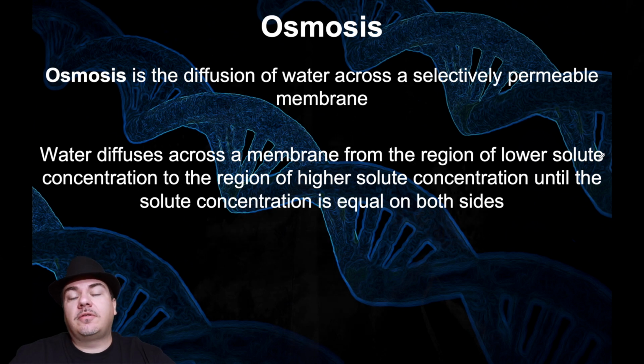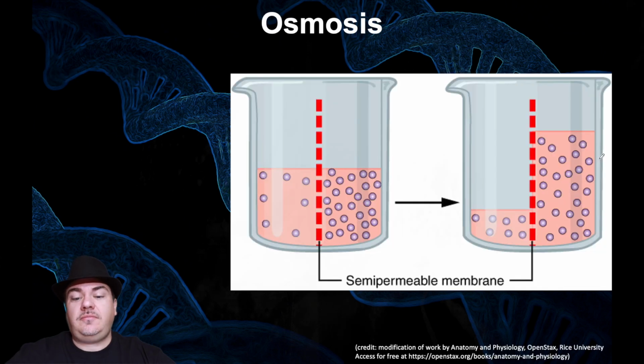So water diffuses across a membrane from a region of lower solute concentration to a region of higher solute concentration until the solute concentration is equal on both sides of the membrane. So what was that actually saying? Here's an example. Let's say we set up a little experiment where we have this beaker here, and in the middle of the beaker we have a semi-permeable membrane.